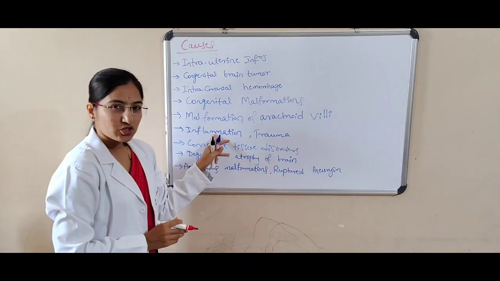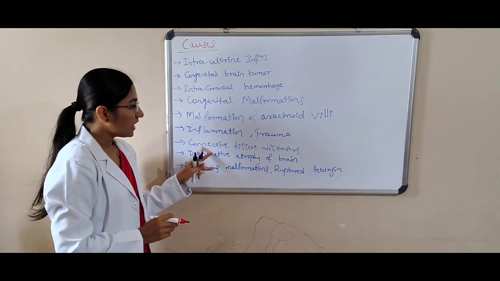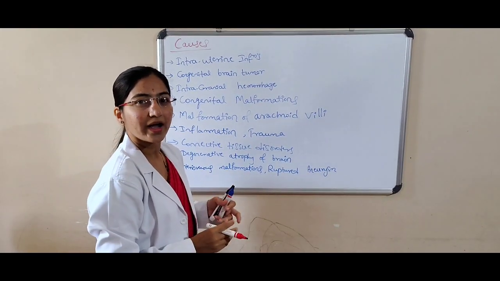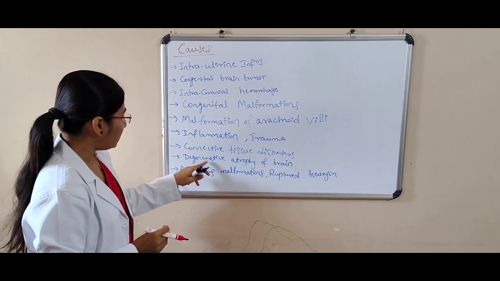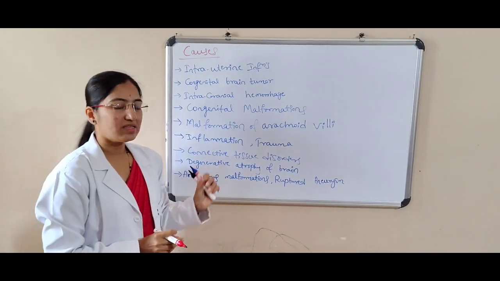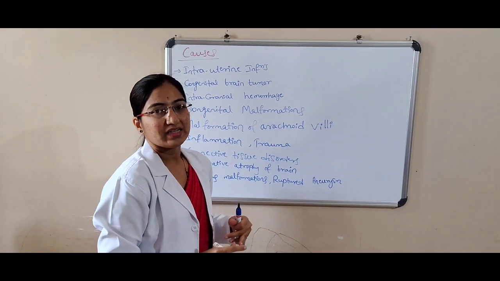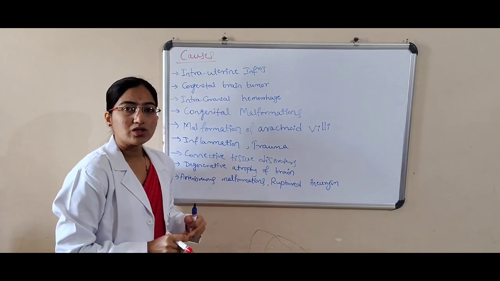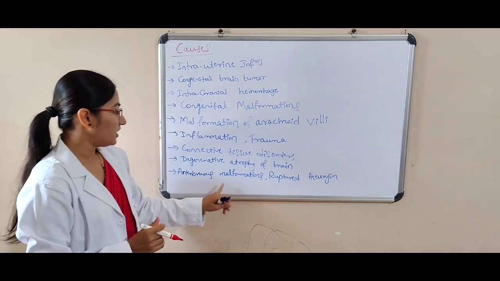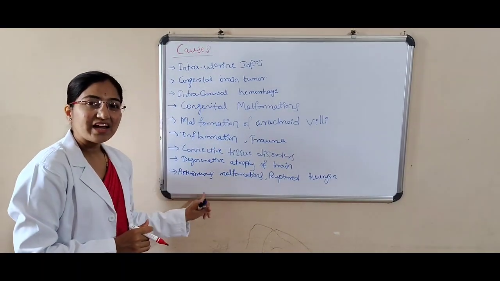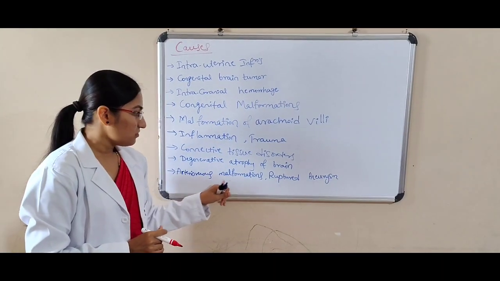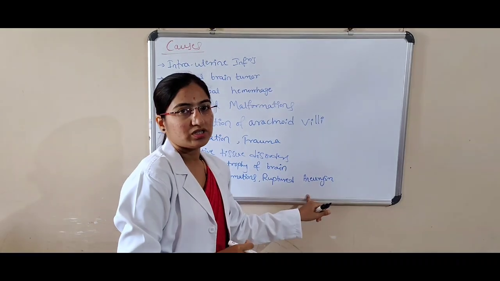And then inflammation, trauma, connective tissue disorders like Hurler syndrome, achondroplasia, and then degenerative atrophy of brain. Here degenerative atrophy of brain in the sense there will be the loss of brain cells or the loss of connection between the brain cells. And then arteriovenous malformations, malformations of artery and veins, abnormal arteries and veins will be present, and then ruptured aneurysm.